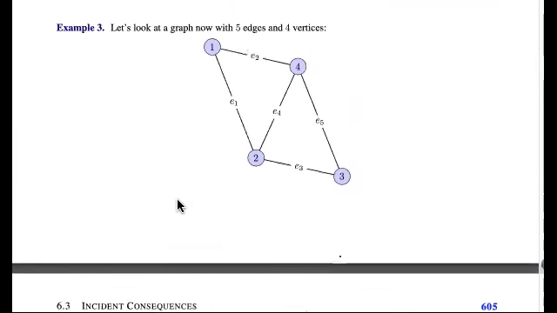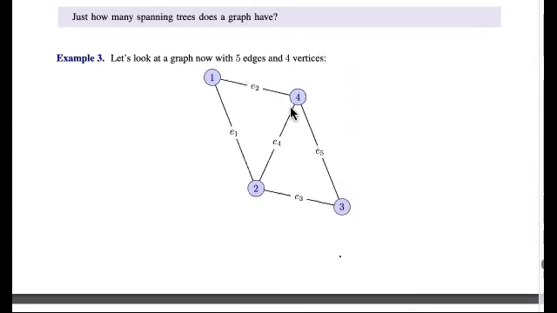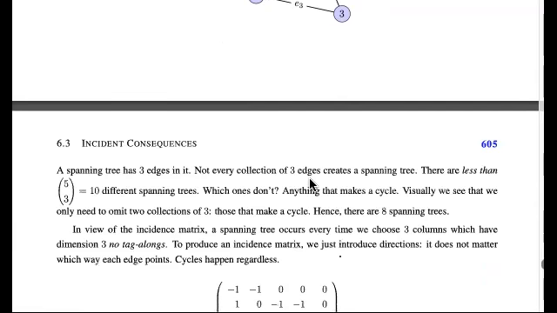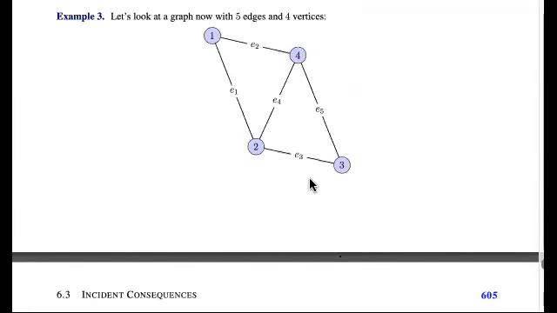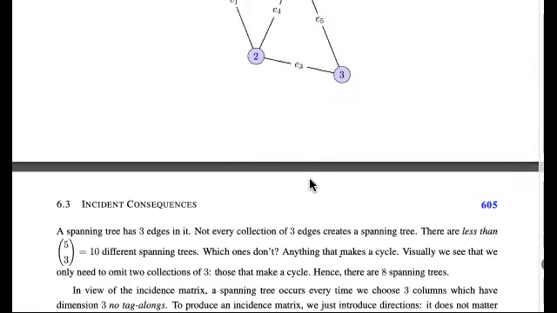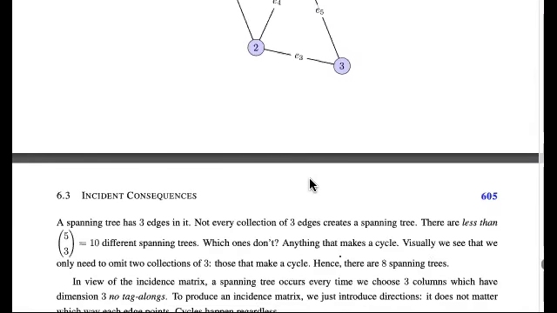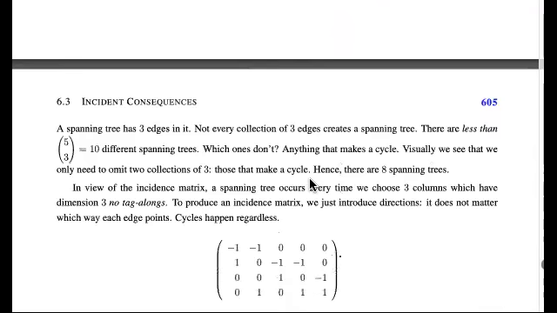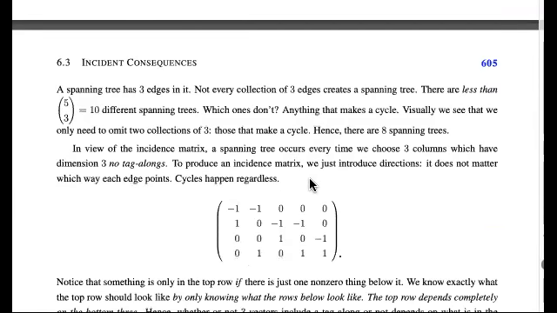But really the only ones that we need to eliminate are the cycles that have three edges in them, and there's only two of them. So there should be 8 spanning trees. And we did that by just a quick calculation. However, we can't usually just do that because that was pretty visual. Let's keep going and actually get the number 8 another way.